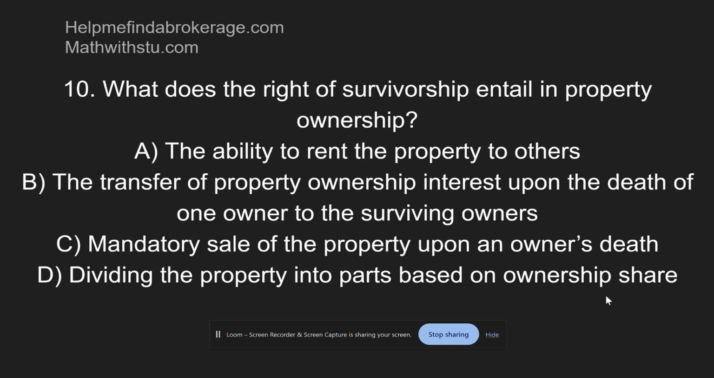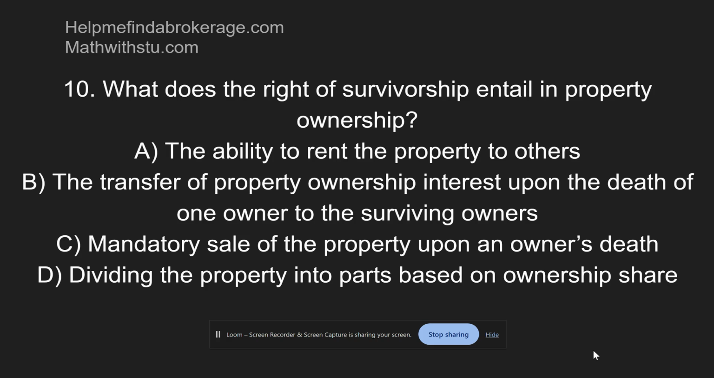Now, let's look at the next one. What does the right of survivorship entail in property ownership? A, the ability to rent the property to others? B, the transfer of property ownership interest upon the death of one owner to the surviving owners? C, mandatory sale of the property upon an owner's death? Or D, dividing the property into parts based on ownership shares? That's a tongue twister there. So what say you? There were a lot of S's there.